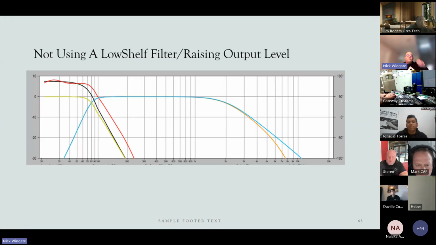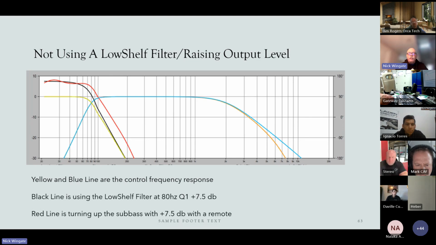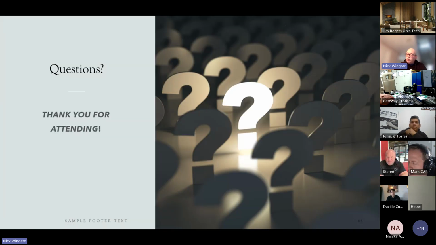Okay. So if you don't use the low shelf, remember I said if you turned it up, this is what happens. Well, there it is. You can see it right here. The frequencies change, okay? So if you take the red line and you turn the bass up, you notice that the crossover has changed all the way over to 100 hertz versus 80 hertz. That's the reason why you want to use a filter such as a shelving filter, okay?